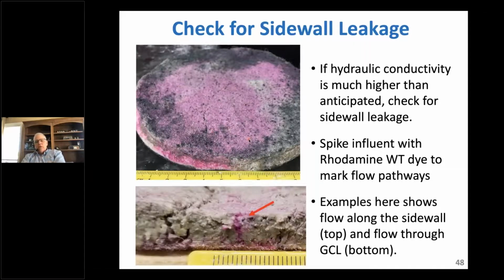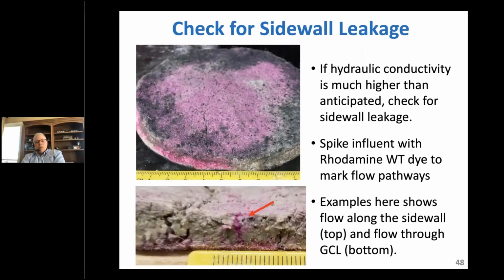We take rhodamine WT dye, that's a water tracing dye, it's non-toxic. We spike the influent, and we watch for it to come out of the effluent. As soon as we see it in the effluent, we tear the specimen down and we look at where the flow paths were. This upper photograph shows very clearly the sidewall leakage here. The flow is going right around the edge of the specimen, and that's why it was very permeable.